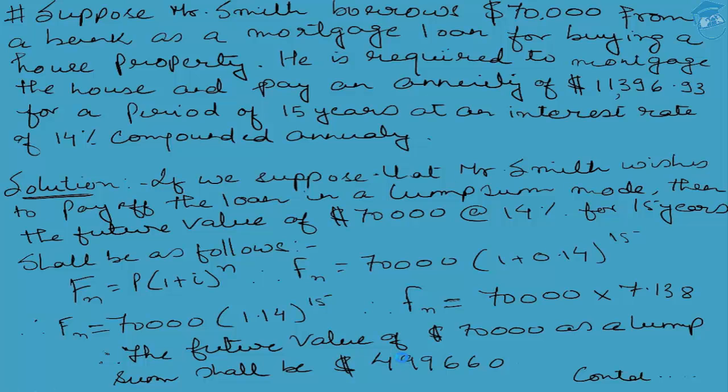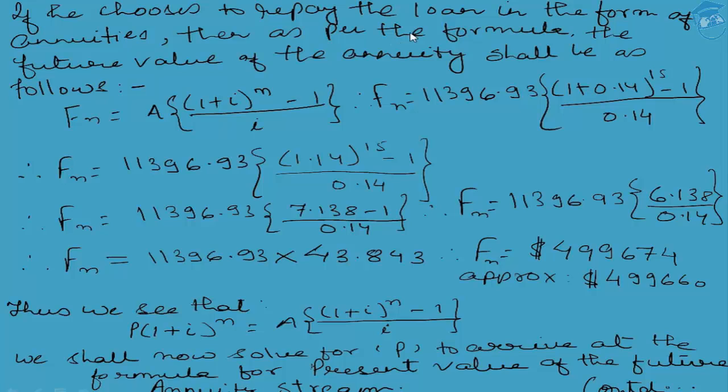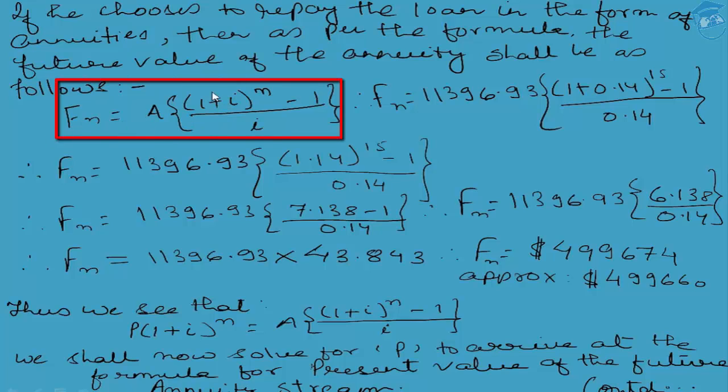Now, if he chooses to repay the loan in the form of an annuity, so if Mr. Smith wishes to go by the condition of the bank and agrees upon paying off the loan in the form of an annuity, then as per the formula, the future value of the annuity shall be as follows. We know how to calculate the future value of an annuity using the formula. So the formula will be Fn is equal to A into ((1 plus i) to the power of n minus 1) whole upon i.